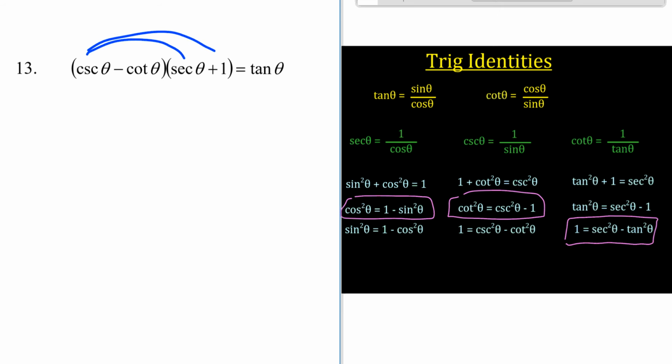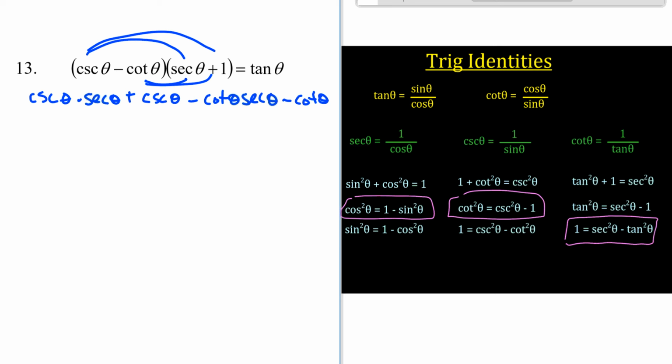So I'm going to distribute. We've got cosecant theta times secant theta, and then cosecant times 1, so plus cosecant theta. And then we'll distribute the negative cotangent theta. So that's going to be minus cotangent theta secant theta, and then minus cotangent theta. And we want to make all of this stuff cancel out to just tangent. And we're going to do it.